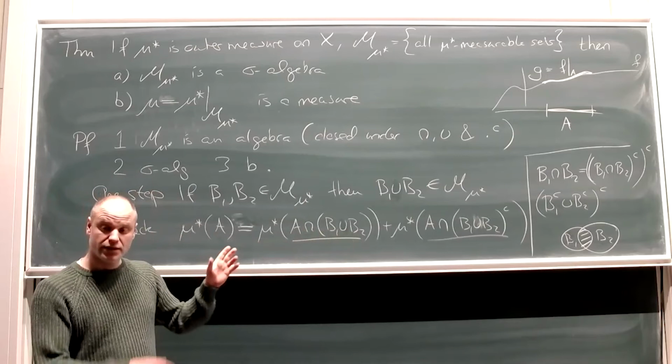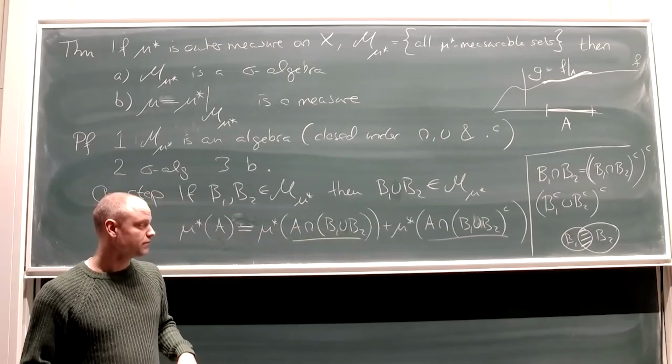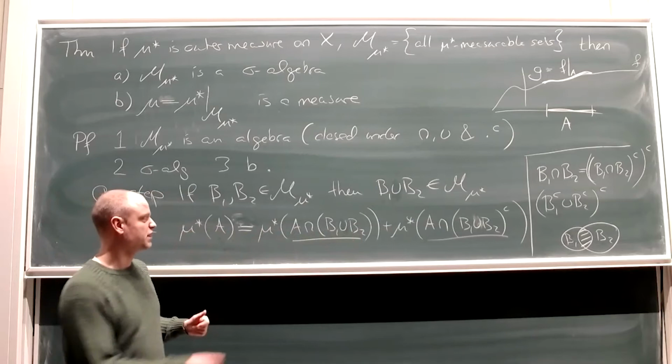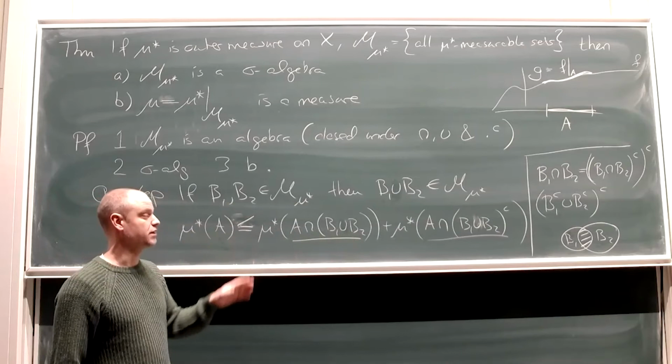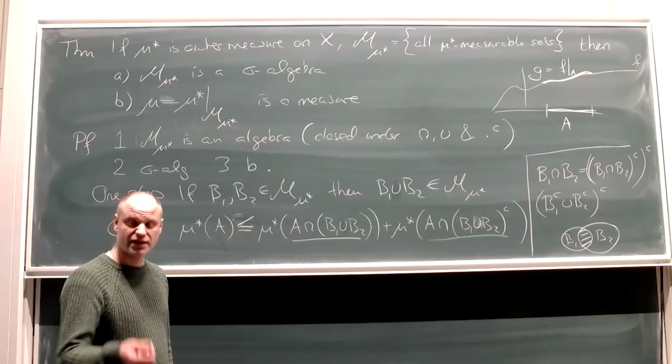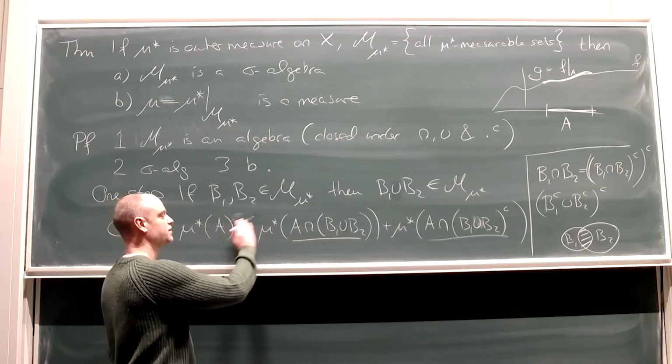Again, since mu star is an outer measure, this inequality is always there, which I argued some minutes back, 1 hour in my time and 5 minutes in your time. So this we always have. What is going to be difficult to establish is the reverse one.